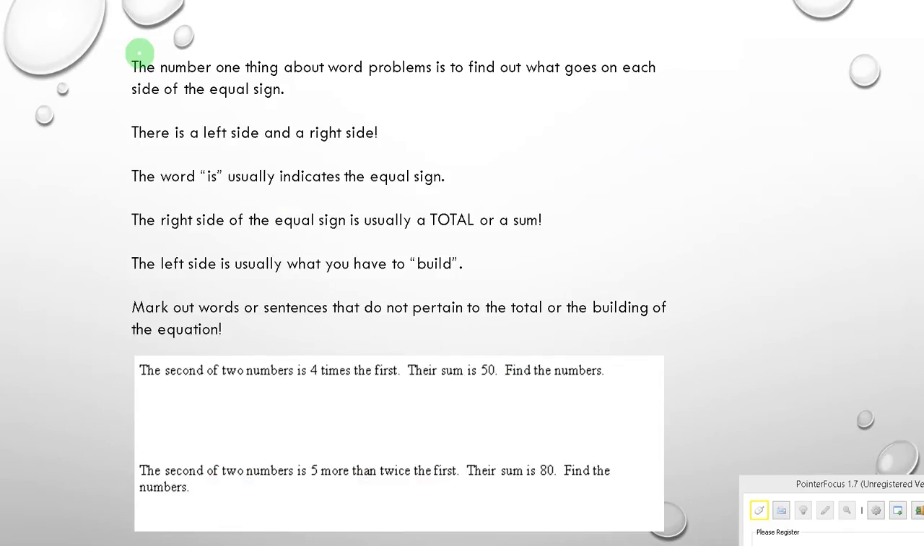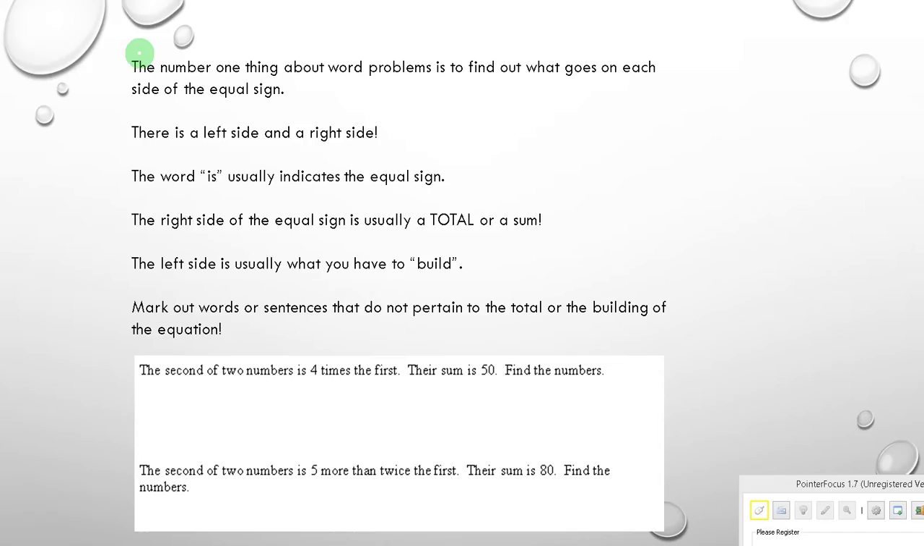So the second of two numbers is 4 times the first. The second of two numbers. So that means on the left-hand side, we got two numbers. One is x and one is 4x. So on the left-hand side, you would have x plus 4x, and then that would equal 50. X plus 4x is 5x. 5x is equal to 50. Divide by 5, and x is equal to 10.